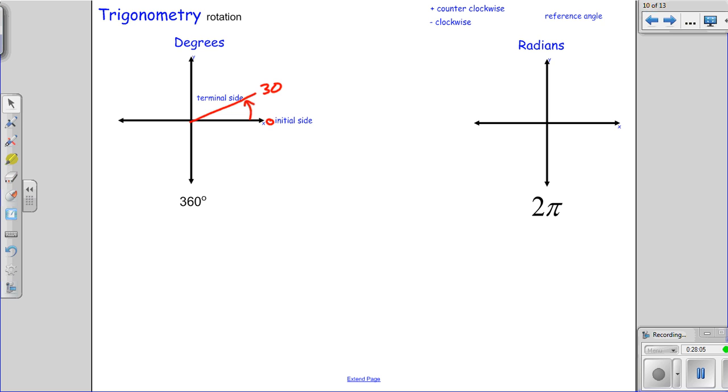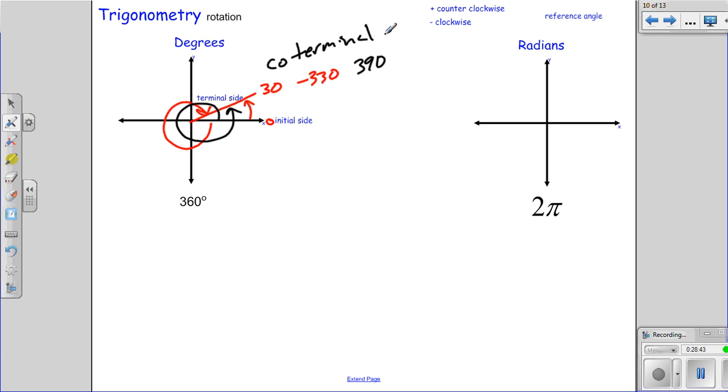There's a couple different ways to list this. In a positive rotation, we'd say positive 30. But if we went backwards, we would rotate negative 330. Now let's say we want to go around a circle one time and then add a little bit more. You would have rotated 360 plus 30 more, which would be 390. Notice all 3 of these angles have the same terminal position. So we call these coterminal.